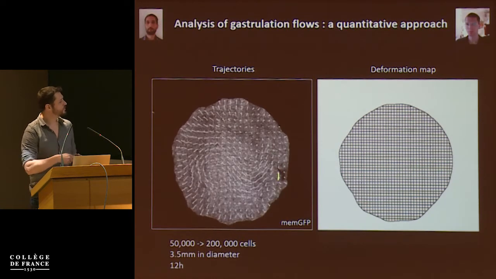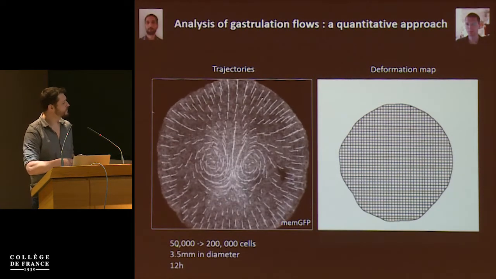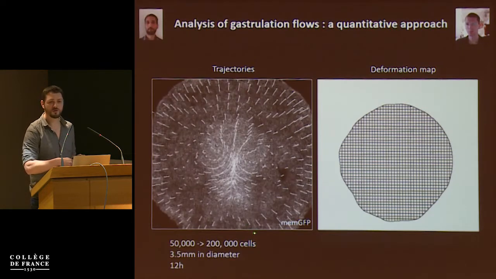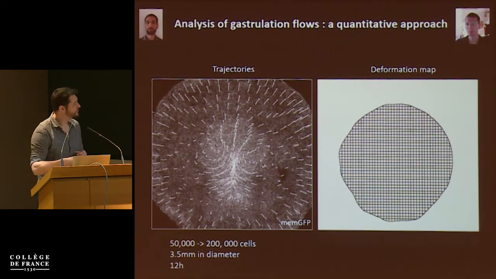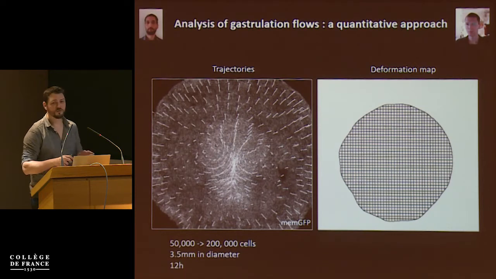the embryo. Just to give you a sense of scale, this is 50,000 cells at the beginning and around 200,000 at the end of the movie. This is 3.5 millimeters in diameter, and the movie takes about 12 hours. Then, when the movies were out, we needed to extract data from these movies. And Francis designed a custom-made PIV analysis for this kind of data.